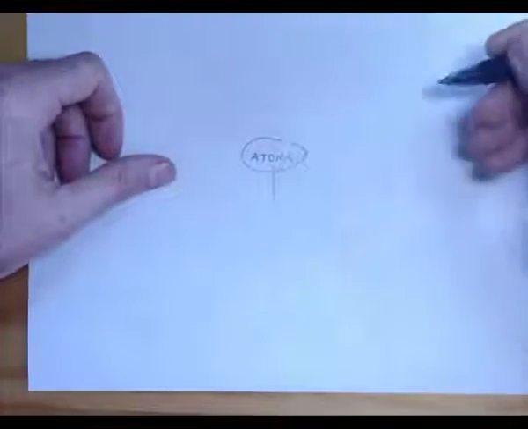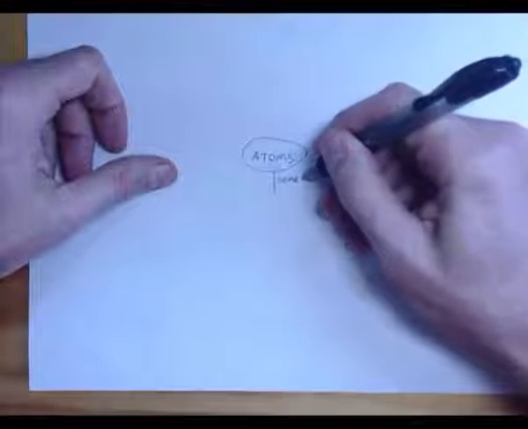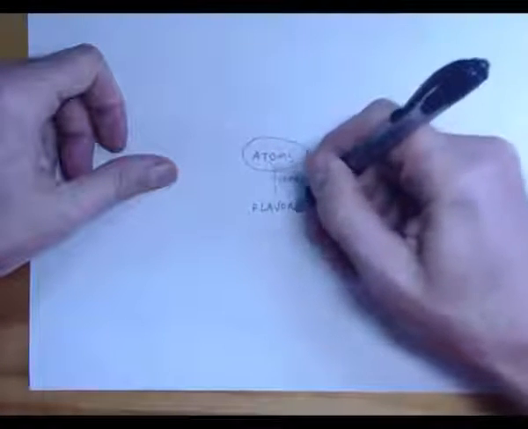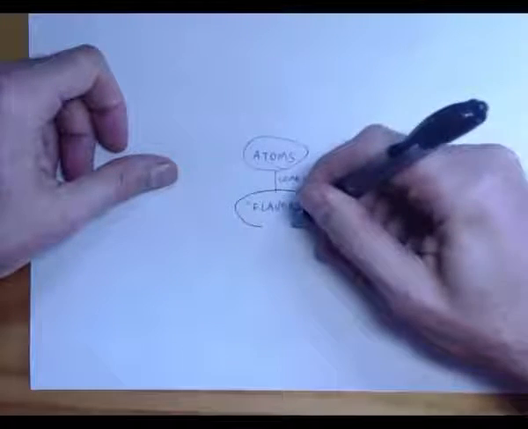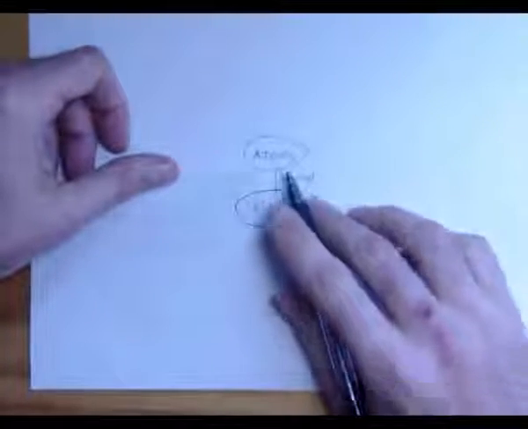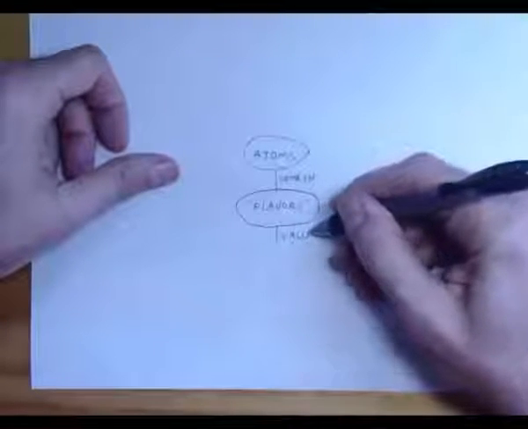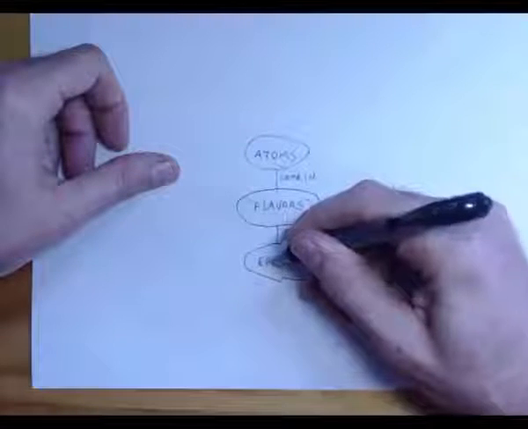Atoms come in a bunch of different flavors. That was one of the first things you learned. So one way we could diagram that is like this. So atoms come in flavors called elements.